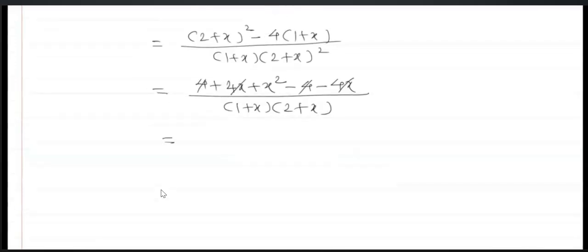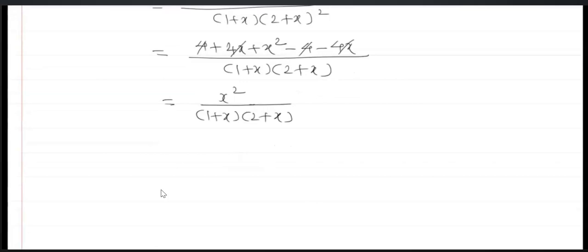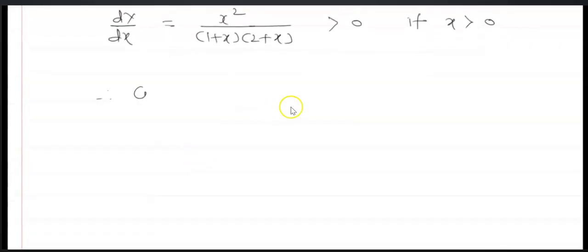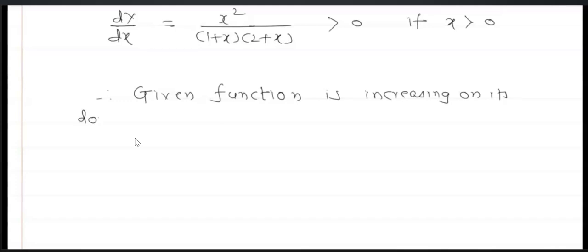If we simplify, then you will get x square upon 1 plus x into 2 plus x, which is greater than 0 if x is greater than 0. This is the condition for the function to be increasing in this case. Make the correction, and if you agree, then write this down. Therefore, the given function is increasing on its domain when x is greater than 0.